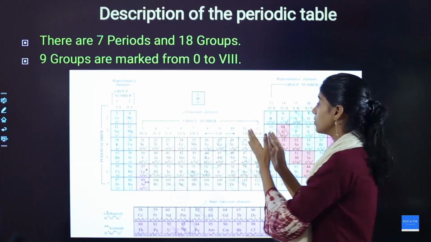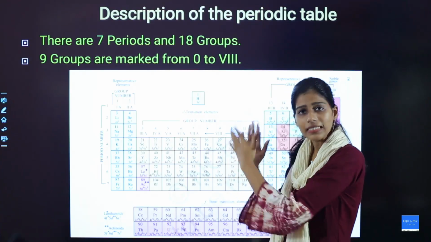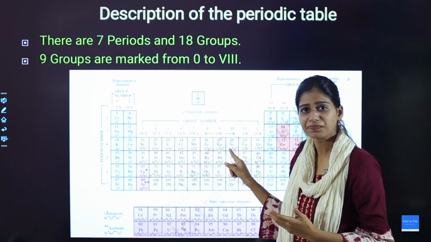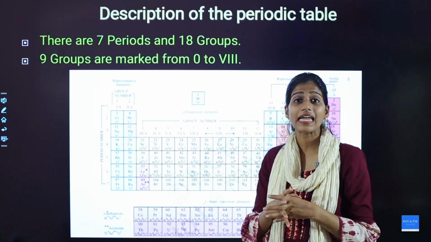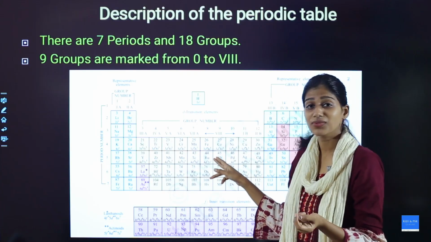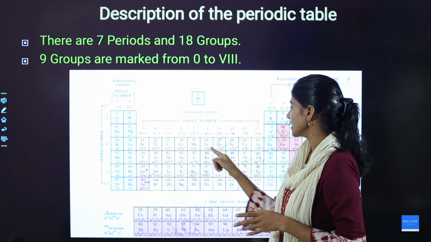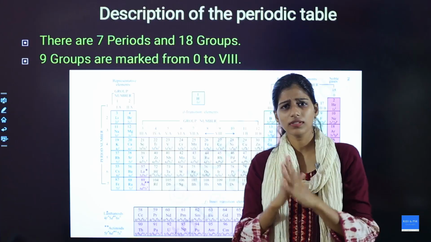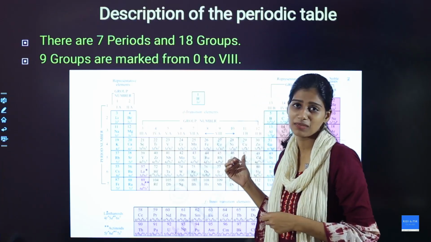Mark this: when you consider the 8th group in this representation, there are actually 3 groups together. Iron, cobalt and nickel are considered to be in the 8th group. Similarly, you have technetium, ruthenium, rhodium and palladium in the same group. This is known as a transition triad, which is a better term to use.